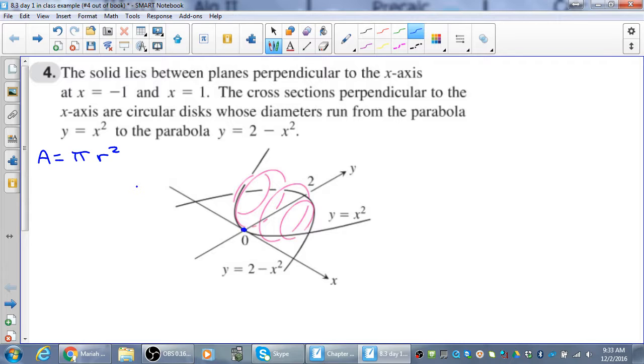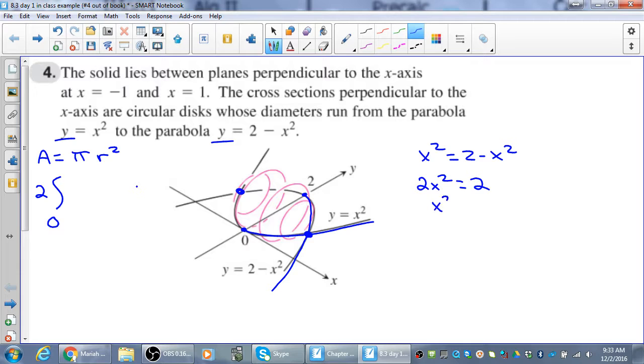Pretty confident that we have symmetry here over the y-axis. So we're going to double the integral from 0 to, I need that intersection point. In fact, I can get both intersection points by setting x squared equal to 2 minus x squared, because they both equal y. So we add x squared, we get 2x squared equals 2. x squared equals 1, so x is plus or minus 1.